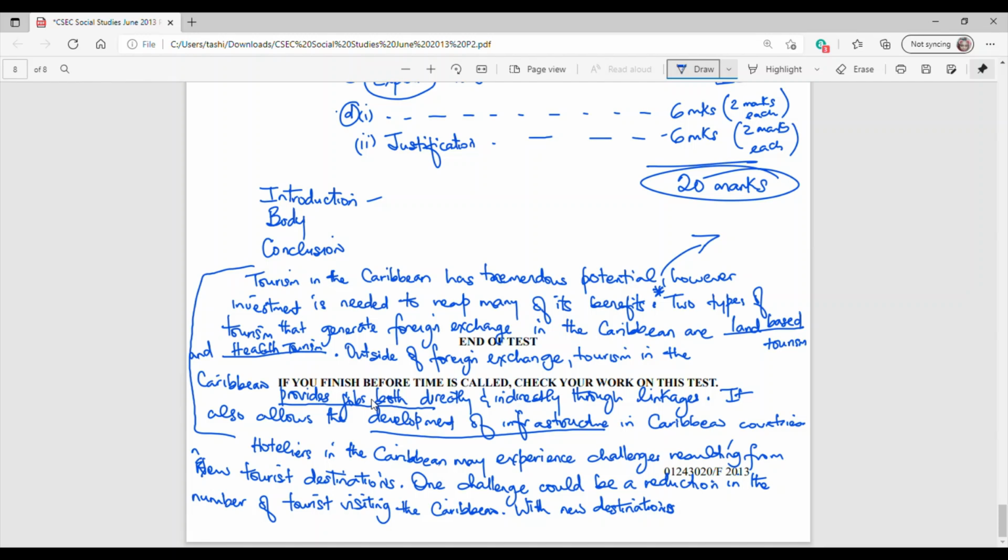So with new destinations, tourists may be attracted to their product and choose to visit those countries instead. Right. So that would explain why we would have a reduction in the number of tourists visiting the Caribbean.